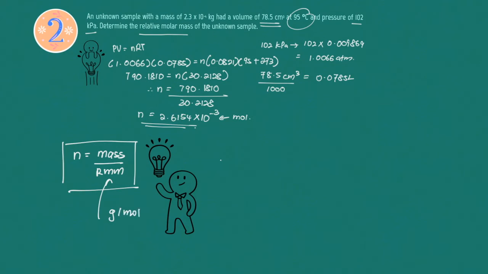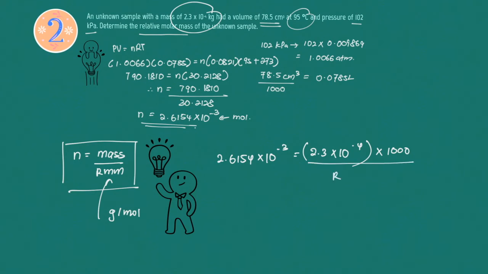Right, so now we need to plug in all the values that we have. The number of mole, which is N, is equivalent to 2.6154 times 10 to the power of negative 3. So this is equivalent to the mass. Given to you, the mass is in kilogram instead of gram. So 2.3 times 10 to the power of negative 4, you need times 1000 to convert it to gram, and you need to divide with your RMM. The RMM is the thing that you want to calculate, so you need to rearrange this formula.